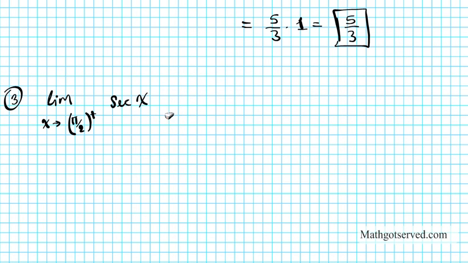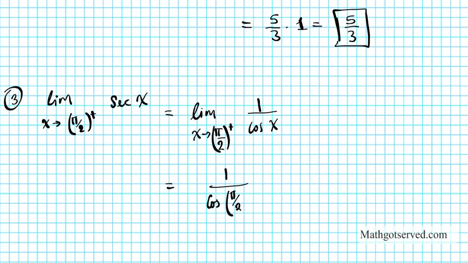So I'm going to use my reciprocal identity to replace secant. So I'm going to have the limit as x approaches pi over 2 from the right of 1 over cosine x. Okay? Now I'm going to make a substitution. We're going to plug in that limit, so it's going to become 1 over cosine of pi over 2 from the right. So the question is, if you're approaching cosine pi over 2 from the right, what value is this whole function approaching? I know cosine pi over 2 is 0, right?